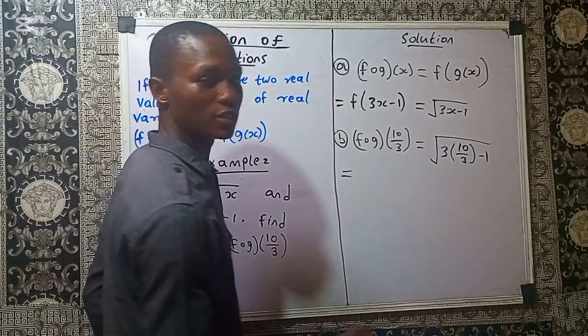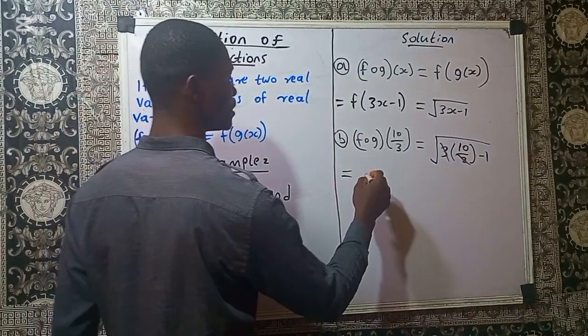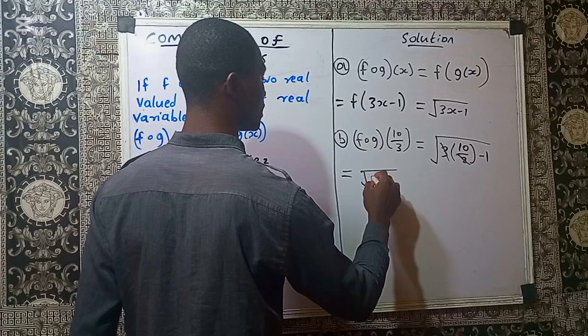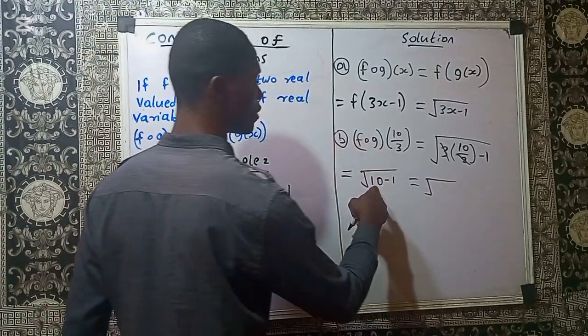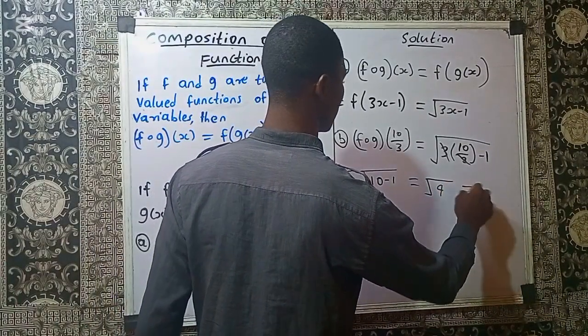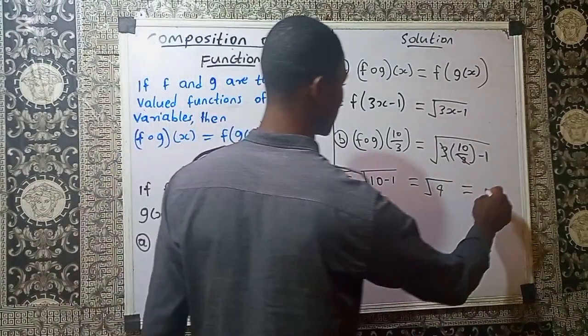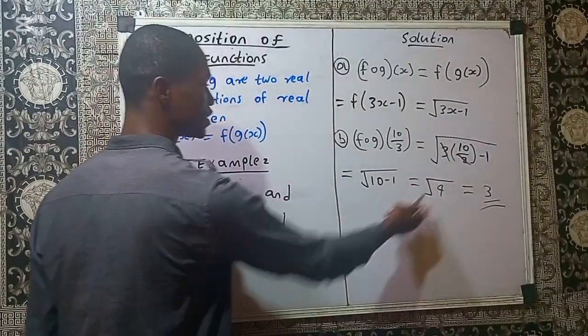So what will happen? 3 can easily cancel 3. So what is now remaining is the square root of 10 minus 1. What is 10 minus 1? 9. So we have the square root of 9. Then what is the square root of 9? That's 3, because 3 times 3 will give you 9.